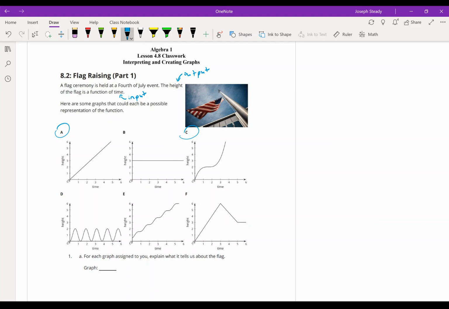It's always output as a function of input. Now we're going to look at a couple of these graphs in this video, and you can think about the rest of them on your own as a little bit of practice.